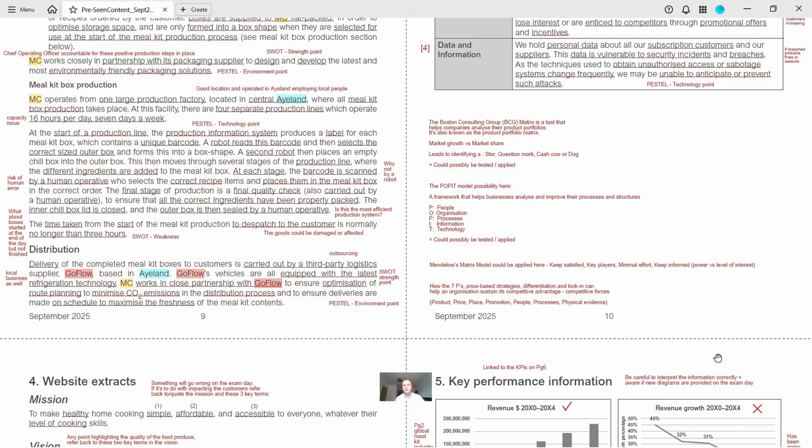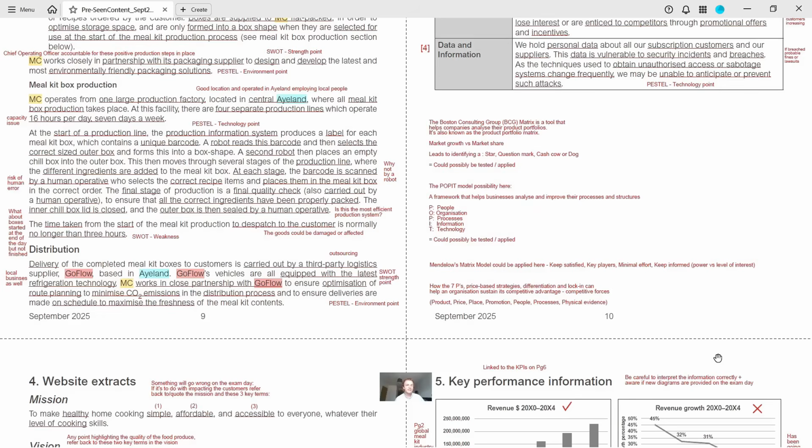Mendelow's matrix model could also be applied here, looking at key players and keeping them satisfied. Who are the key players? Minimal effort and keeping them informed. So this is where, in terms of stakeholder groups, we work out how much power they have and their level of interest. Again, another model I would definitely want to make sure I'm on top of.